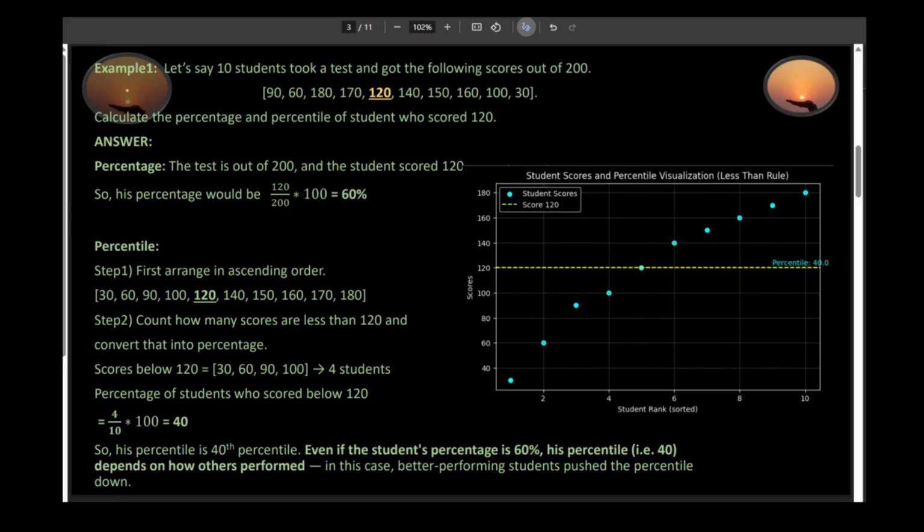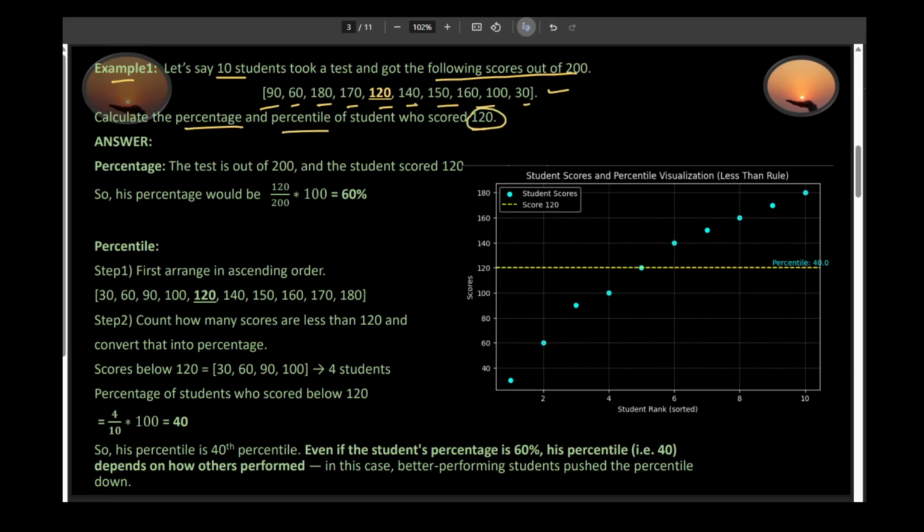Now let's try to understand this through an example. So let's say you have 10 students in a class, and they took a test, and you got the following scores out of 200. You got 90, 60, 180, 170, 120. These are the scores of 10 students in your class. So now the question is, calculate the percentage and percentile of the student who scored 120.